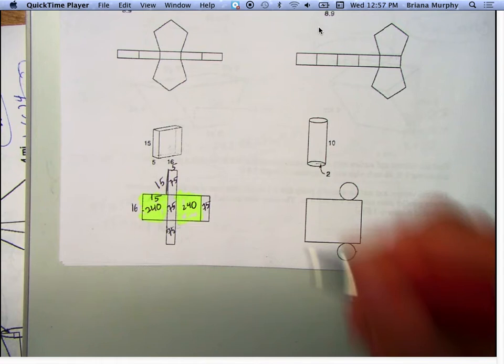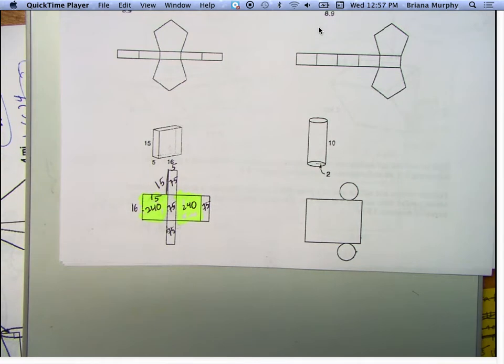Now I'm going to have to add them all together, right? So this is taking a really long time. There's lots of little parts right here. And what if I don't have a net? If I'm just given this, then I have to draw this out first, then I have to do it? Okay? So instead, we're going to come up with a formula.